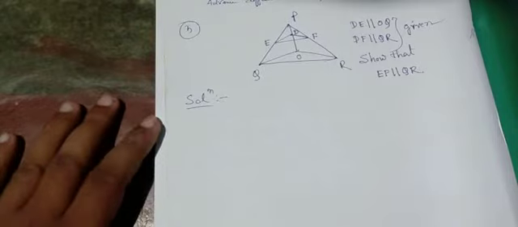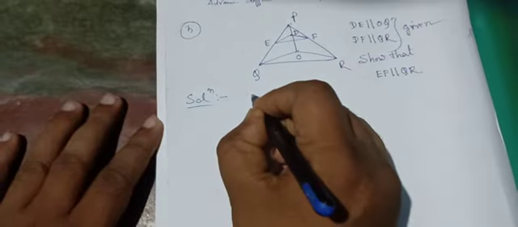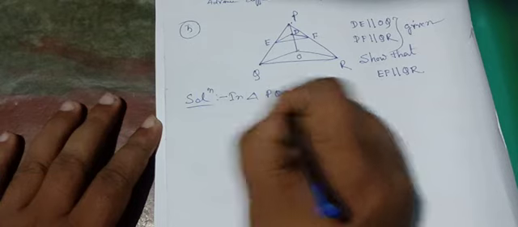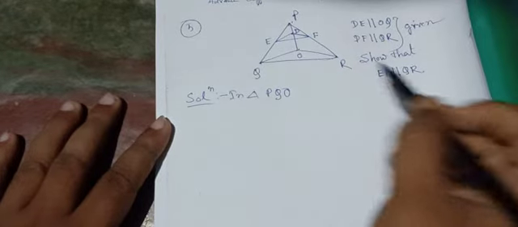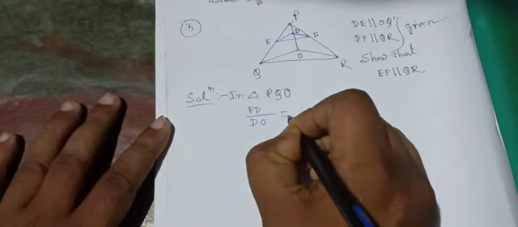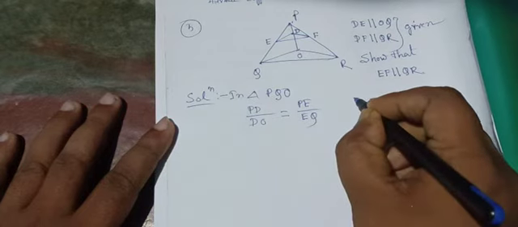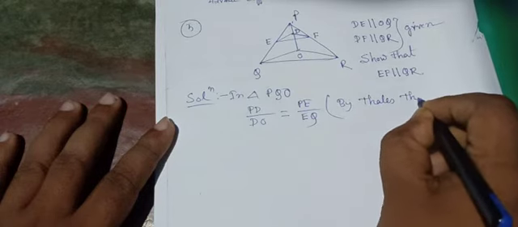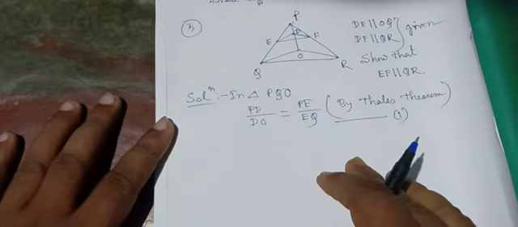Now here, if we consider the triangle PQO, obviously PD by DO equals PE by EQ by Thales theorem. This is my equation number 1.